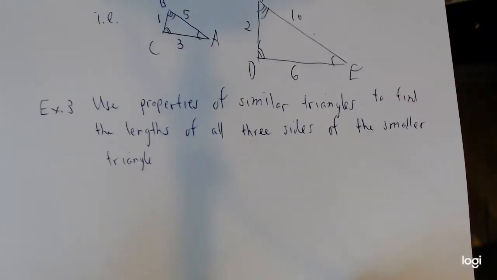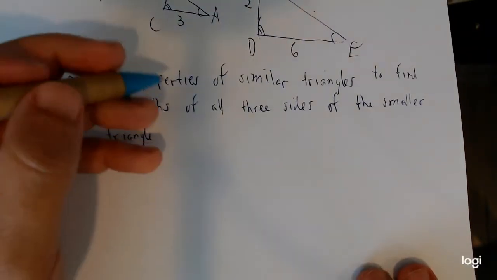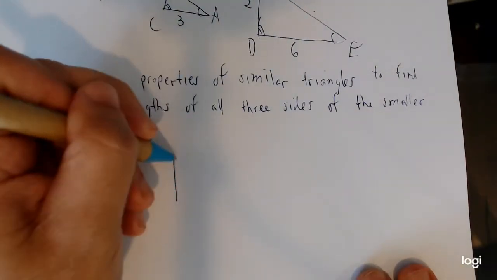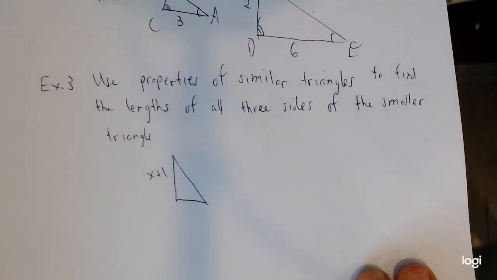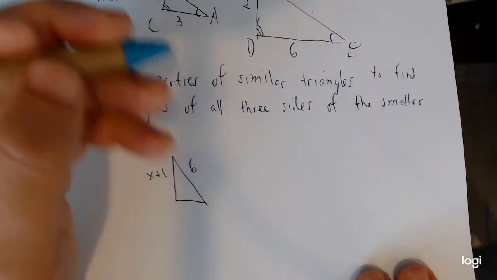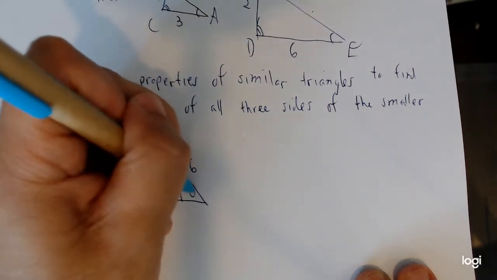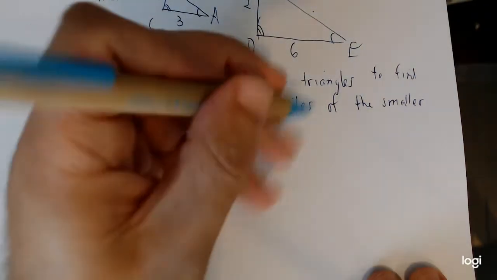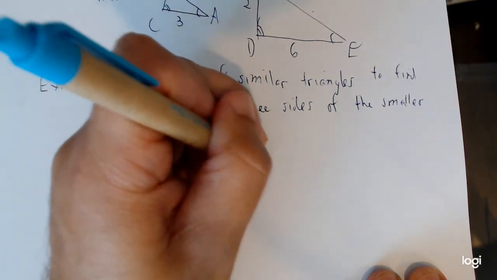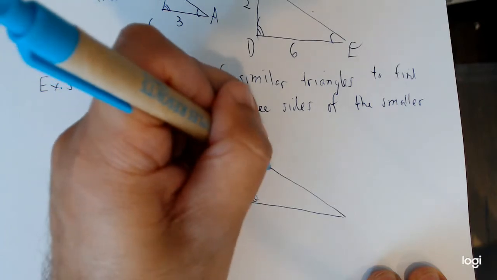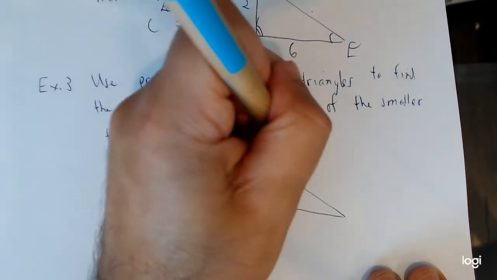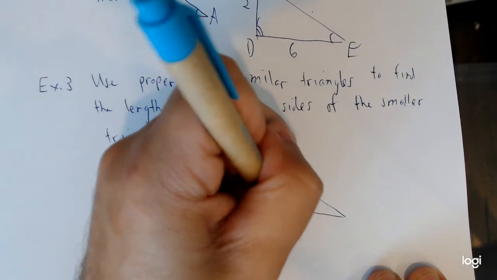Okay, so let's look at this picture here. So what is it that we have? We have x plus 1 is that side. This will be 6. That's a right angle. That's theta. And then we have another triangle that looks like this. That's theta. That's a right triangle. This is 6. This is 3x.